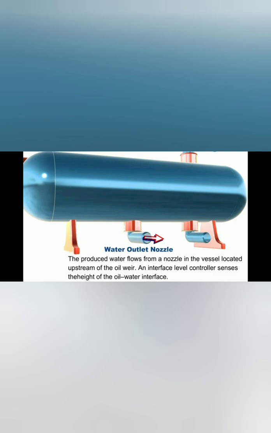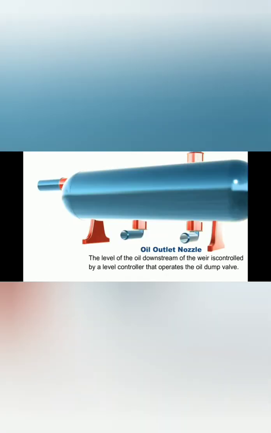Then oil is lighter, its density is less compared with the water, so it will remain on the upper surface of the water. Then it will overflow and go to the other side of the weir plate, where it will come out through the oil outlet nozzle. The level of the oil downstream of the weir is controlled by a level controller that operates the oil control valve.